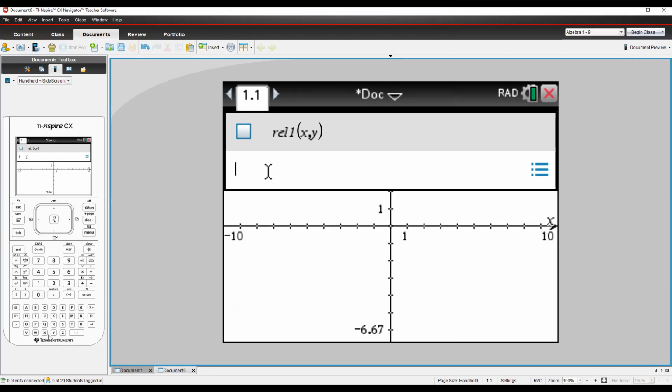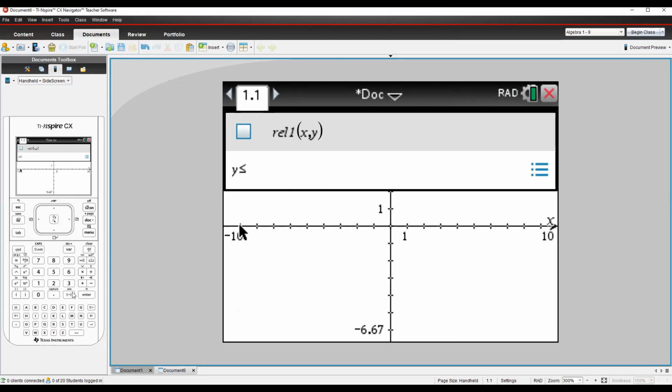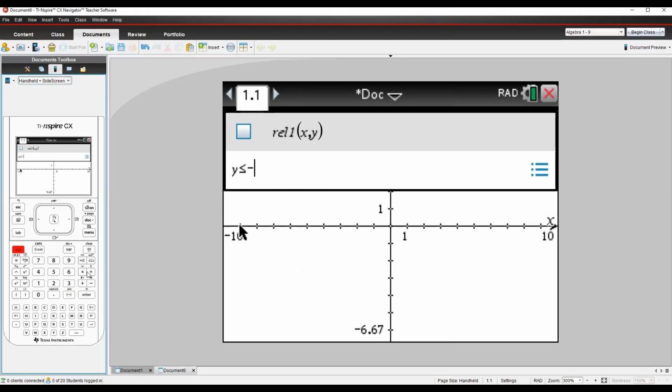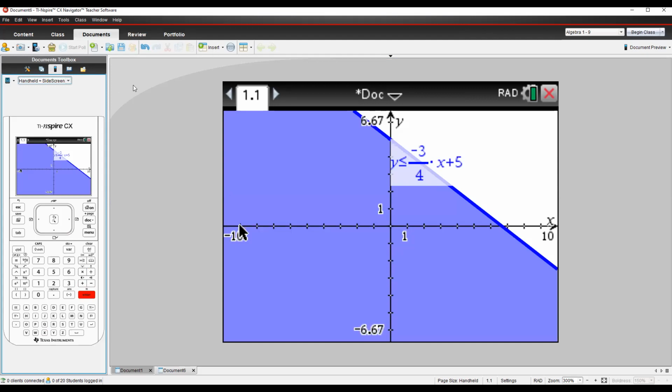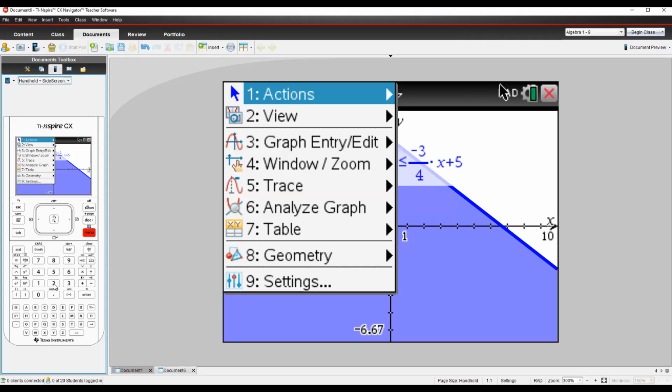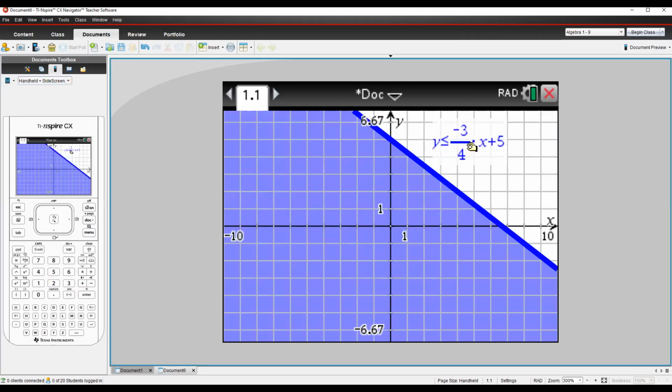So this is going to be y is less than or equal to negative 3/4 x. That's the slope. Plus the y-intercept is 5. Press enter. Let me do one more thing. I'm going to put some grid lines: Menu 2, 6, 3. All right, got grid lines. So here's one of the graphs.